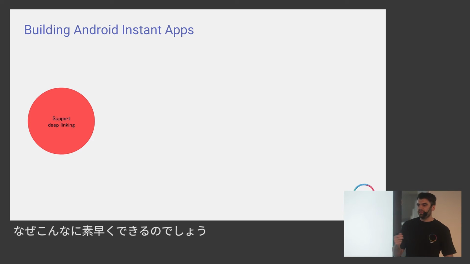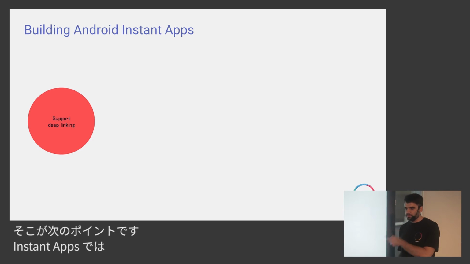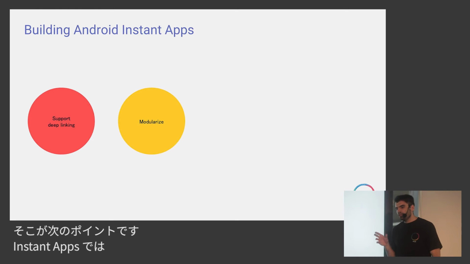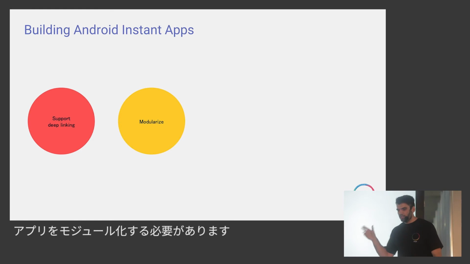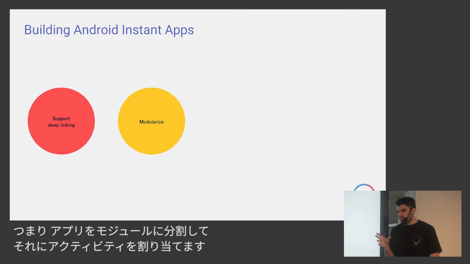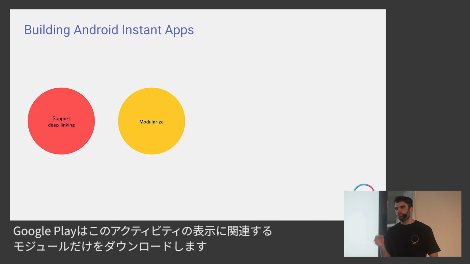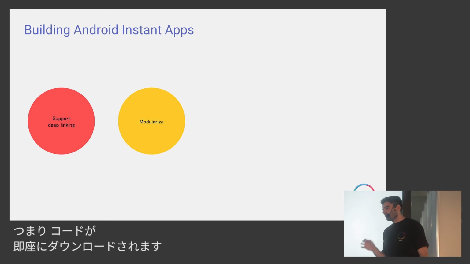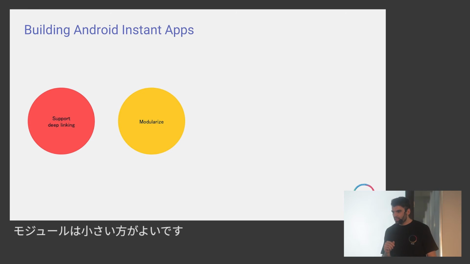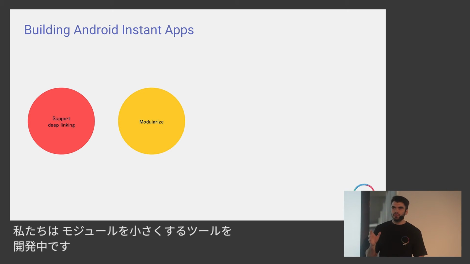So why was it so fast? This brings us to the next point, which is for Instant Apps, the app has to be modularized. This means that you split your apps into modules, and you assign activities to these modules. So when a user taps on a link, Google Play can download only the module relevant to displaying this activity. This means that the code is downloaded on the fly. Now, the smaller the modules, the better. But don't worry, we're building tools to help you keep these modules small.